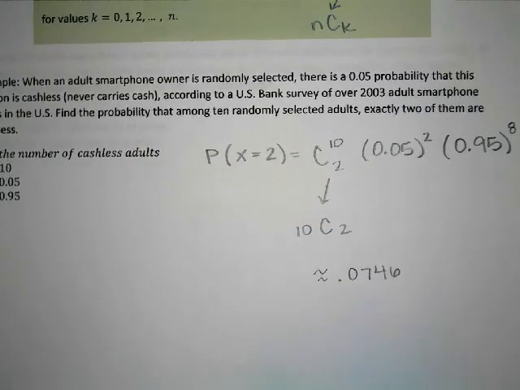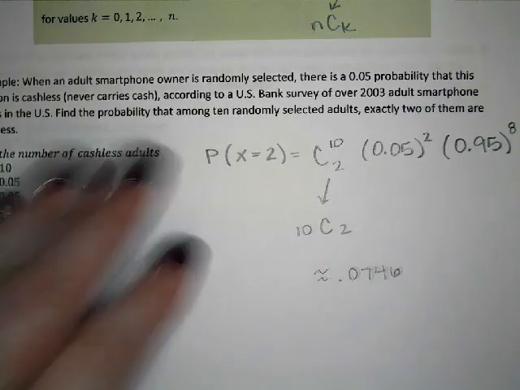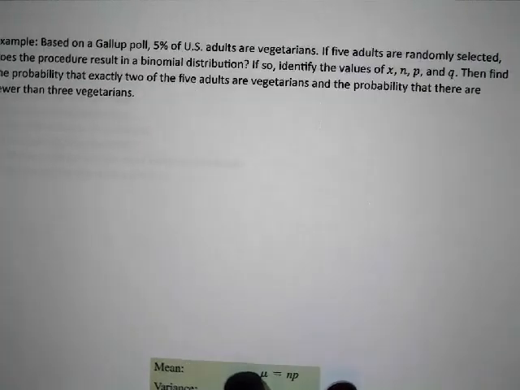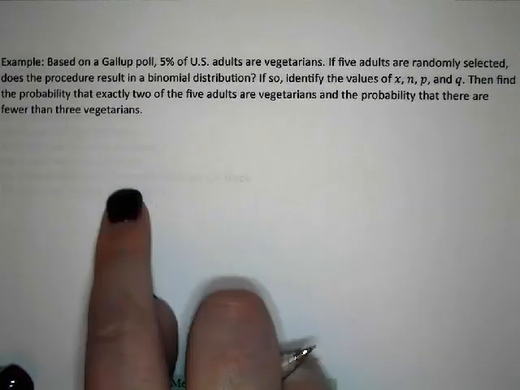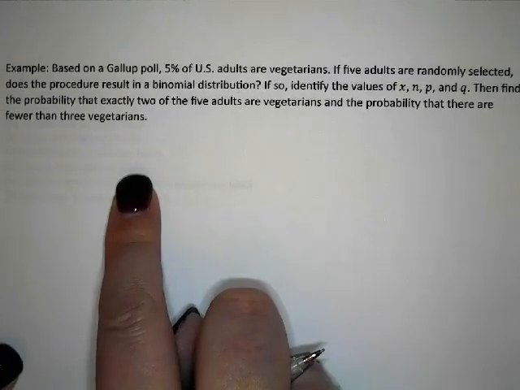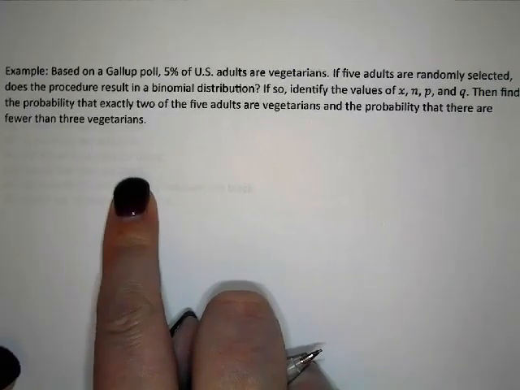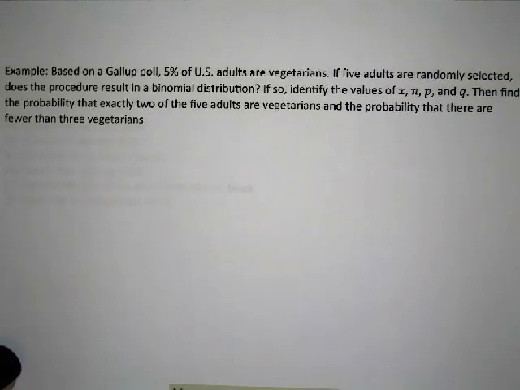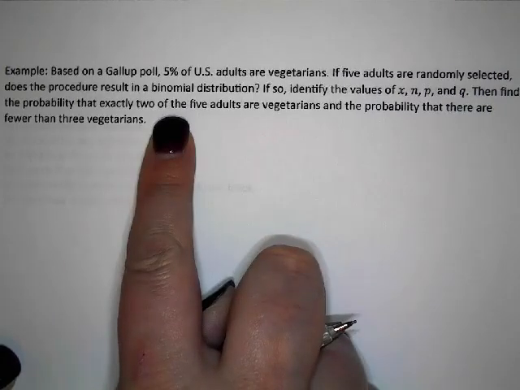All right, let's try another problem. This says, based on a Gallup poll, 5% of US adults are vegetarians. If 5 adults are randomly selected, does the procedure result in a binomial distribution? If so, identify the values of X, n, p, and q, and then find the probability that exactly 2 of the 5 adults are vegetarians and the probability that there are fewer than 3 vegetarians. So we're going to do the whole thing here.